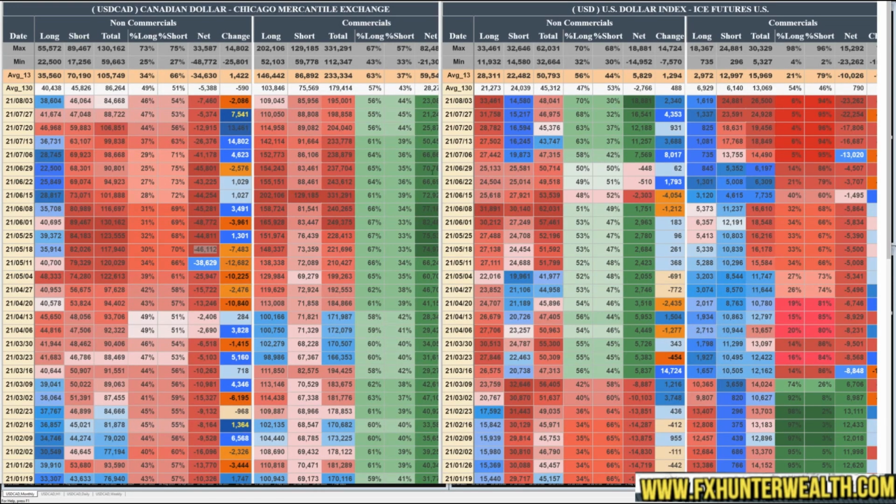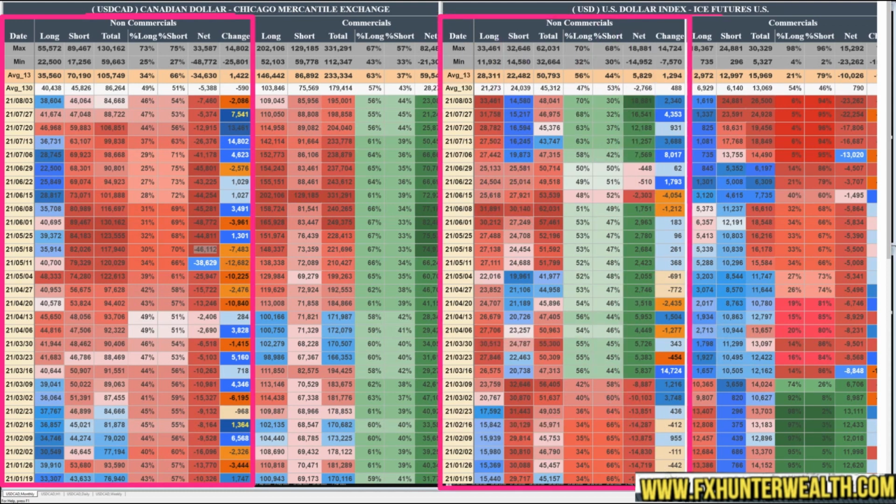So let's start with the COT. What we can see here is that on the left side we have USD CAD, and on the right side we have USD. We will be comparing what the banks are doing and what their positions are, which they have to report every Tuesday after the New York session, and based on that we will try to determine what their intention is and what they are doing.